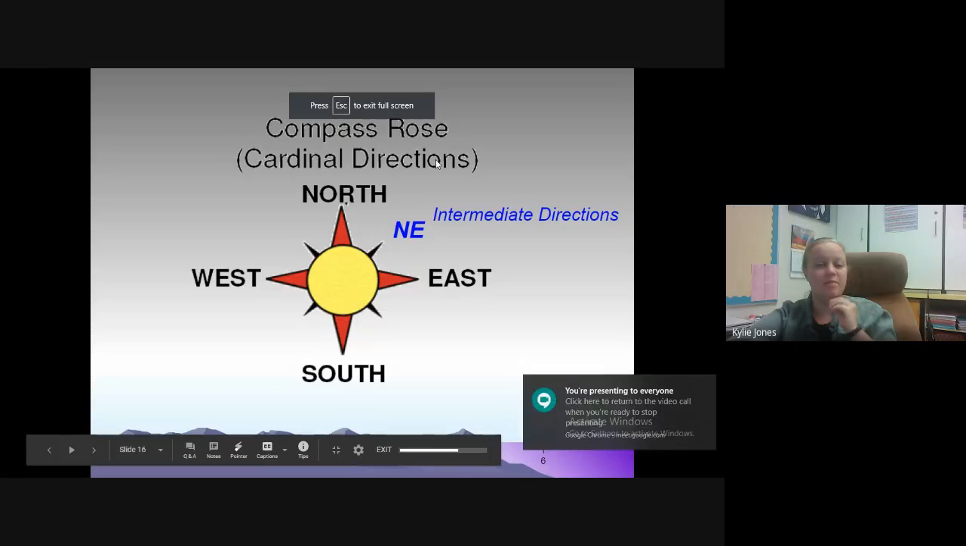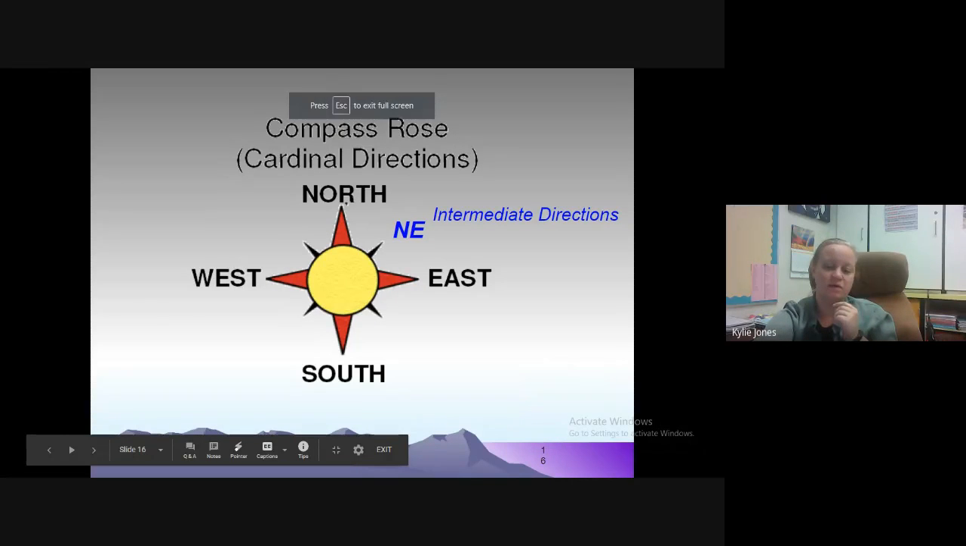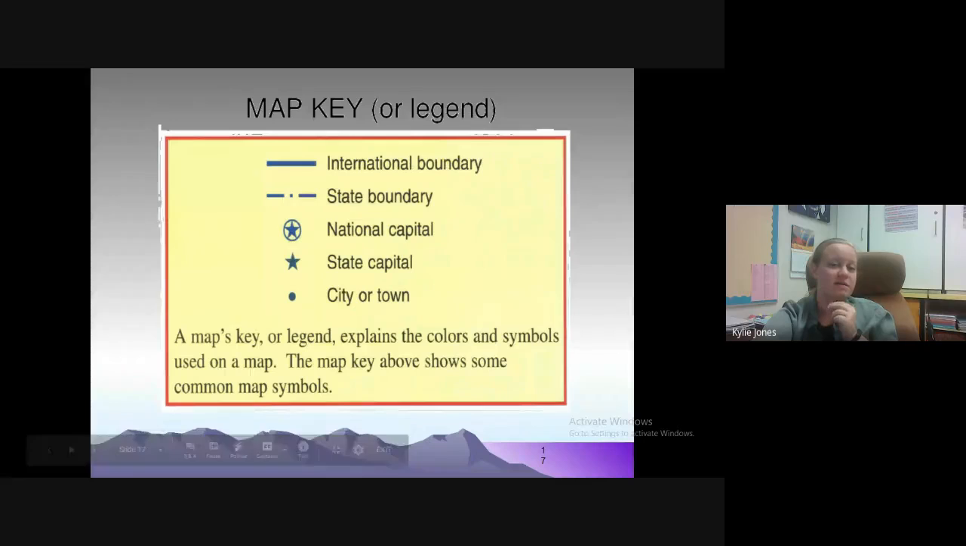So we just talked about the compass. It's going to tell you all the directions, where each one is. Next one is your map key or your legend. So down here, this explains the colors that are used on the map, any symbols that you see.